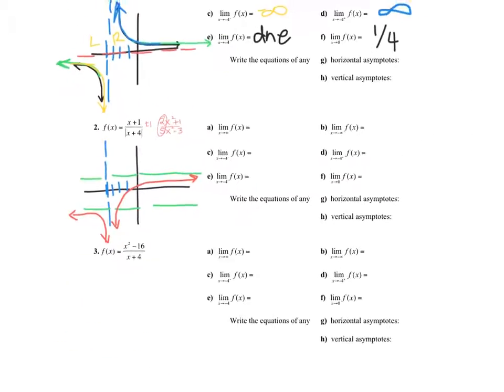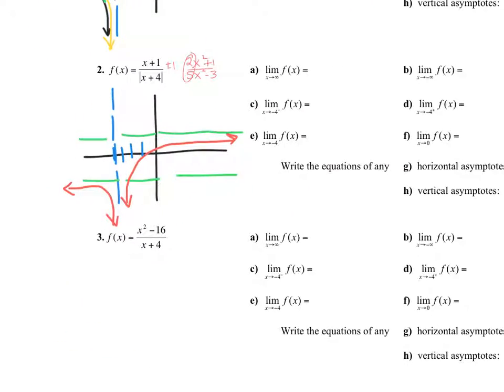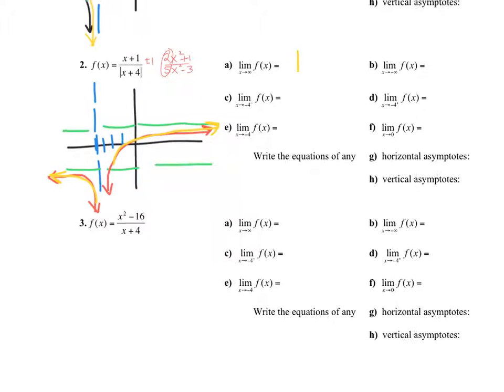Okay, so let's go ahead and answer the questions now. So what's the limit as x goes out to infinity? So we're going this way. What is my graph getting closer and closer to? Positive 1. As we're going out the other direction, this way, my graph is getting closer and closer to negative 1.